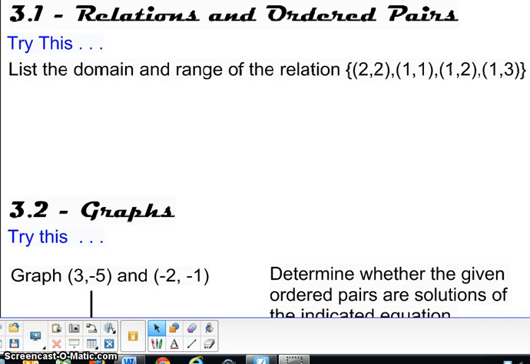Hi, this is Mrs. Slater, and in Chapter 3, we're going to hit the first 3 sections pretty fast because it's a lot of review, and we'll start with Section 3.1, Relations and Ordered Pairs.